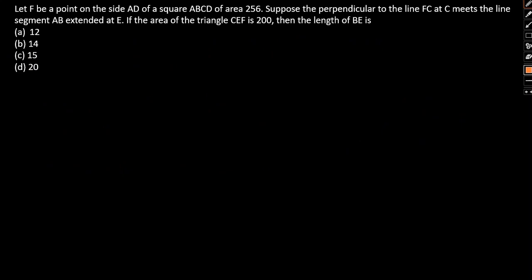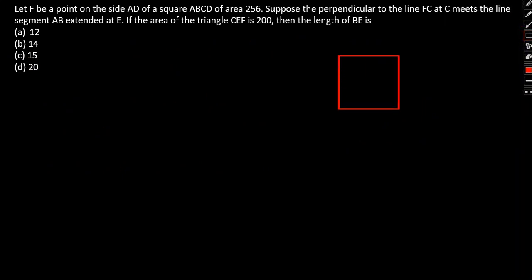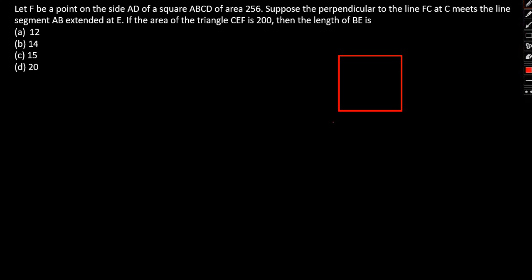So let's do one thing. Let's first draw a square. Say this is our square, with vertices A, B, C, D, each side being 16 because the area given is 256. So the adjacent sides will simply be 16 each. So this is also 16.